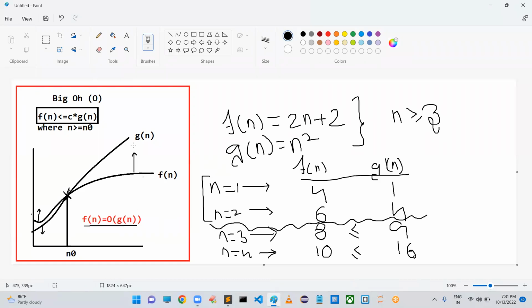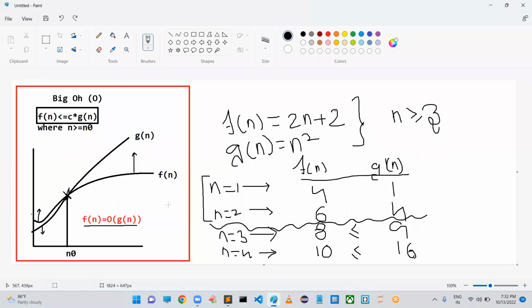Suppose g of n is coming downwards to f of n, then it is called the next notation that we will discuss later. Hope you got clarity. If g of n never crosses f of n, then we can't give this big O notation for those functions. Clear?